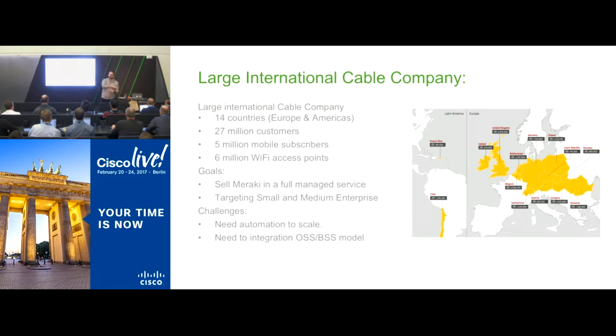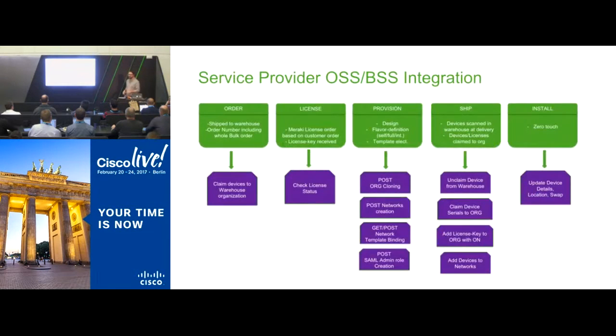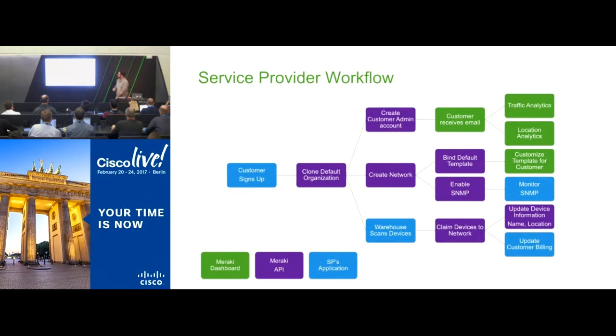So they wanted to automate the entire onboarding process for a new customer. They just wanted to sell Meraki to small and medium businesses where they can't provide an engineer to go out to that site and set up. They just want to ship it to the customer. So they did the same thing that my retailer customer did, but they automated their entire ordering process, from ordering to licensing to provisioning to shipping to install. And they updated all the device settings. And if you look at it from a workflow, they did the same thing.